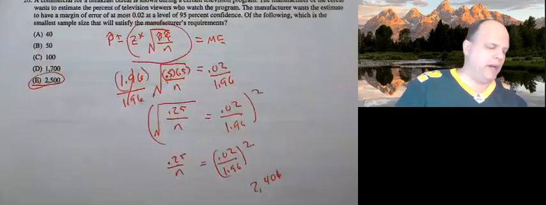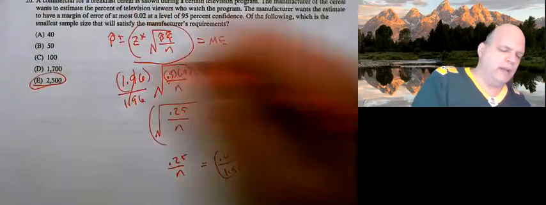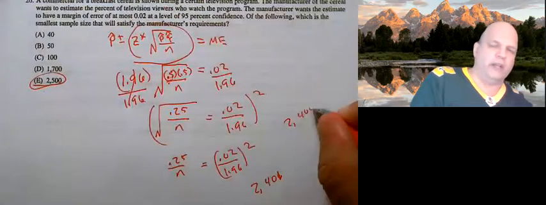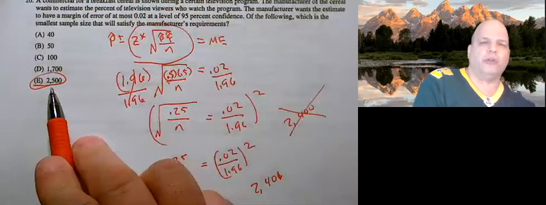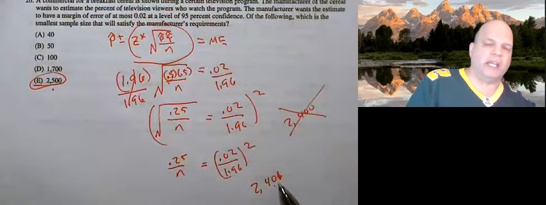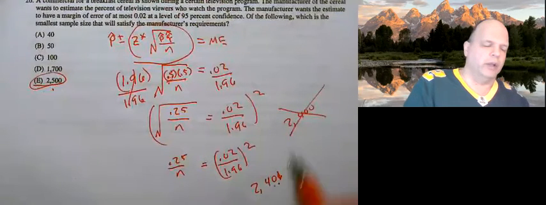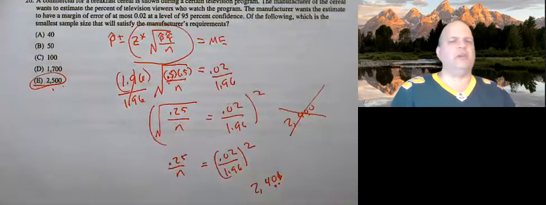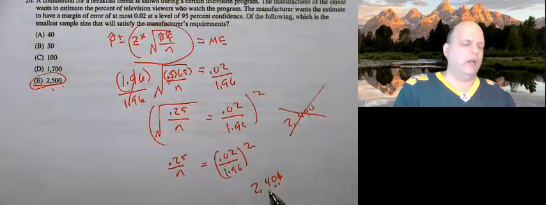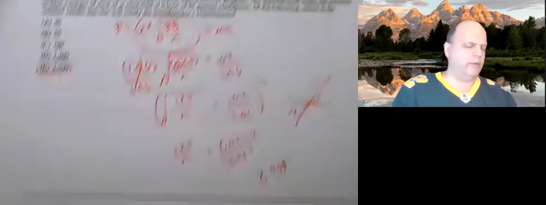And by the way, if they would have had 2,400 as an answer choice, I would have drawn a line through it and still selected this one because it has to be at least 2,401. 2,400 was not big enough, so I would have had to go to 2,401. Even if they'd had 2,400, I still would have had to choose 2,500.